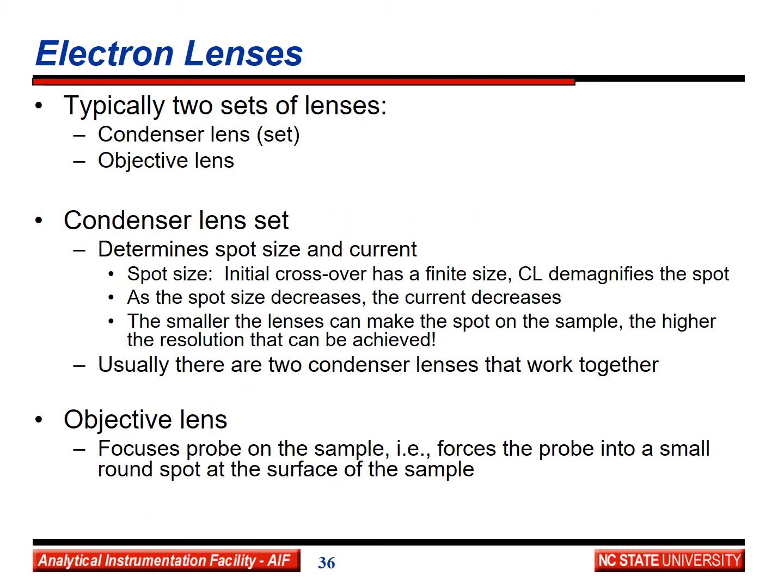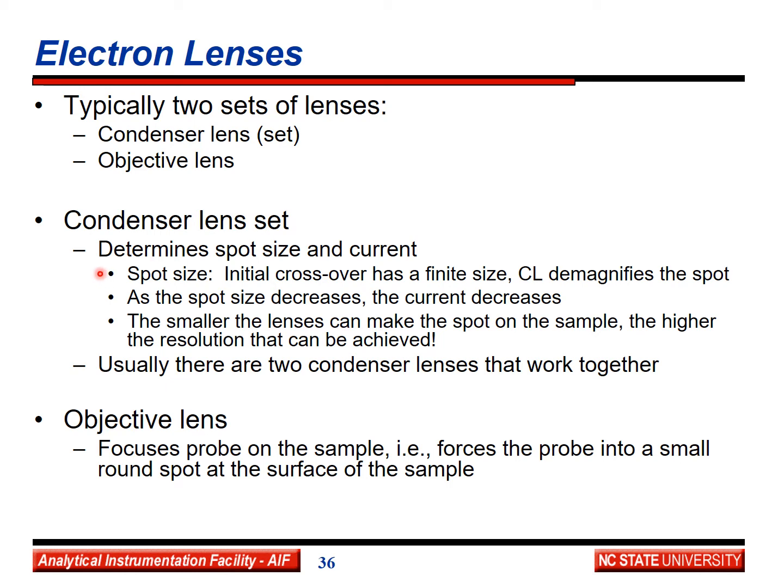Now we're ready to talk about electron lenses. In a typical SEM, there are two sets of lenses. There is a condenser lens, which is typically a set of lenses. There are usually two of them that work together, and there is an objective lens. The condenser lens set is going to determine our spot size and our current.